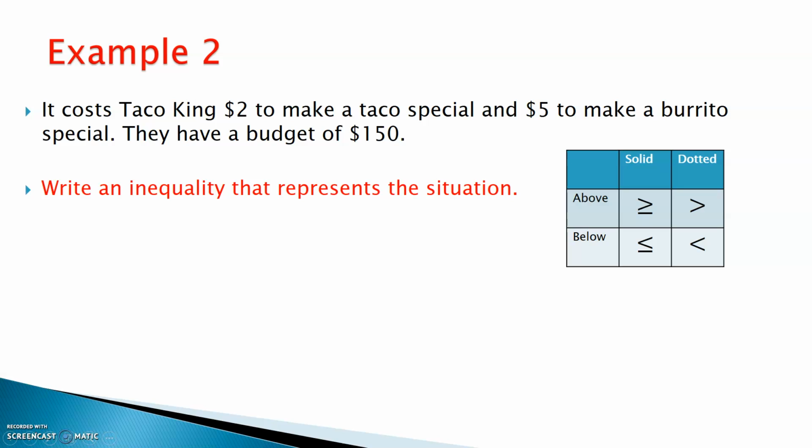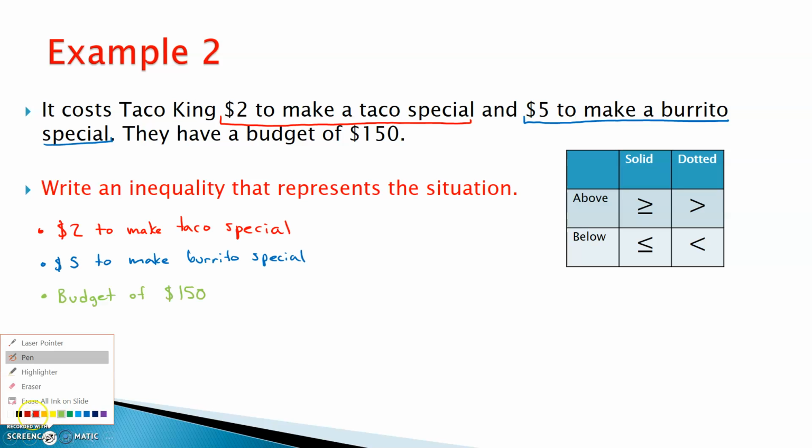All right, so let's talk about this one. It cost Taco King $2 to make a taco special and $5 to make a burrito special. They have a budget of $150. I want you guys to pause the video here and try it out. When you're ready to go, hit play and we'll write the inequality together.